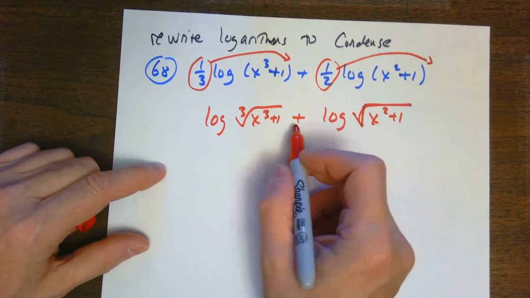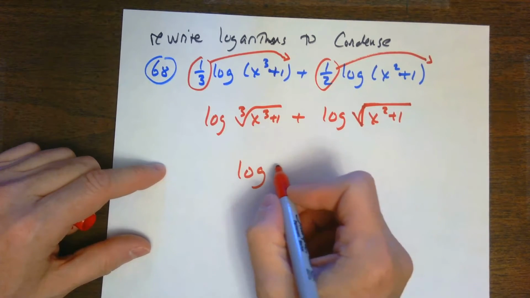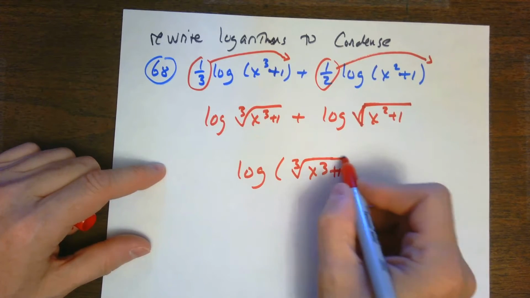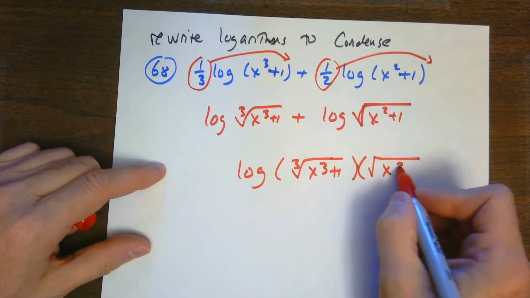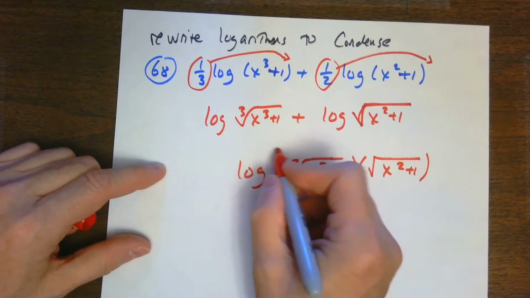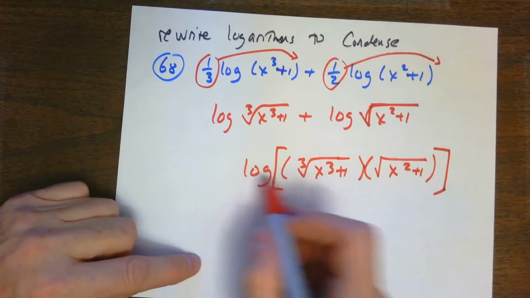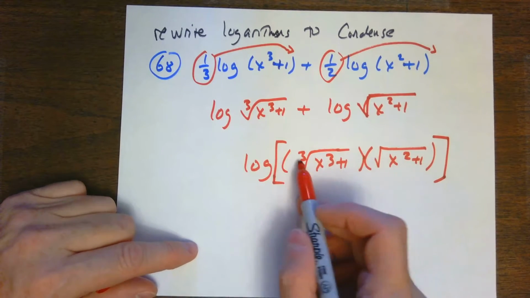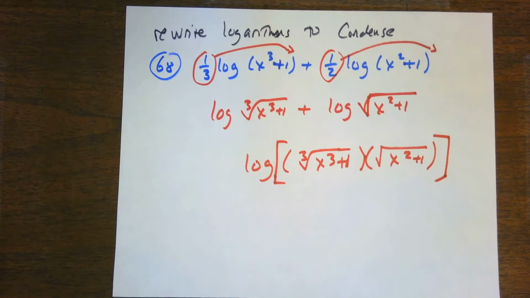I can combine these using my product rule, and I will get the log of the cubed root of x cubed plus 1 times the square root of x squared plus 1, but the whole thing is now in one logarithm. It's all the log of one thing altogether. Could I multiply these out? Well, cube root and square roots, 1/2, 1/3, oh gosh, that would be very awkward to do. It would be better to leave it in that form, I think.